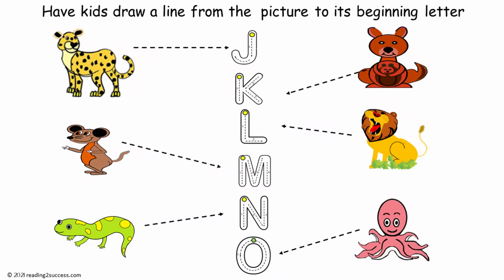J is for jaguar, K is for kangaroo, L is for lion, M is for mouse, N is for newt, and O is for octopus.